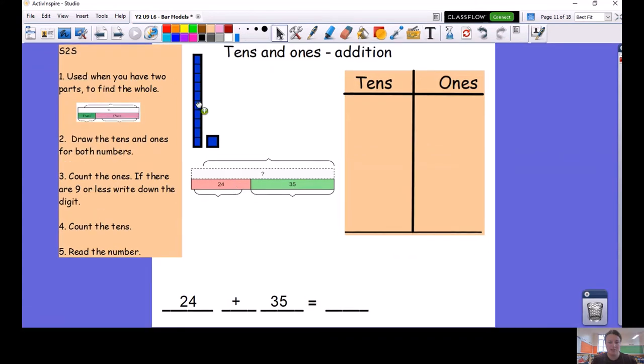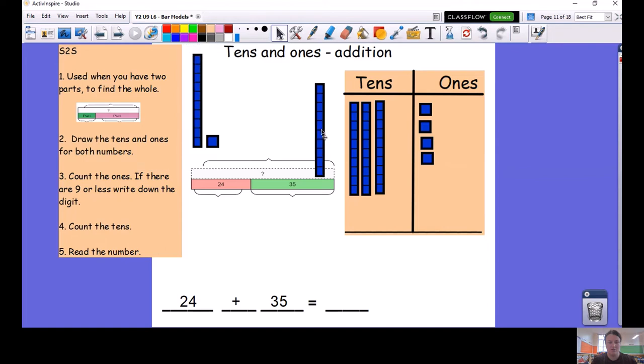I've got 24 here, which is two tens and four ones: one, two, three, four. And now I need to add in the other number. So how many have I got? I've got 35, which is three tens and five ones. One, two, three tens, and five ones: one, two, three, four, five. Okay, I've done that.